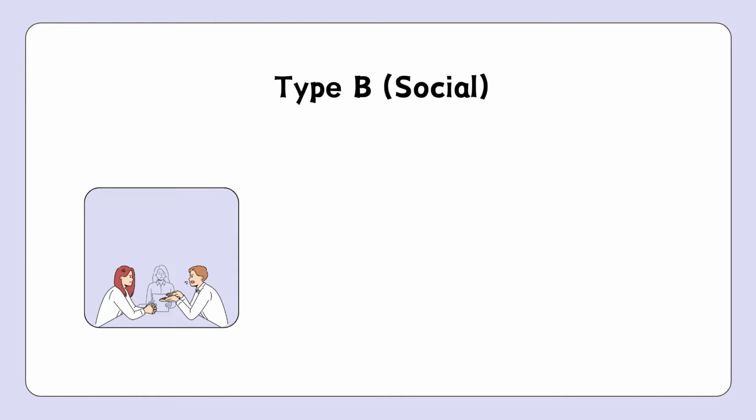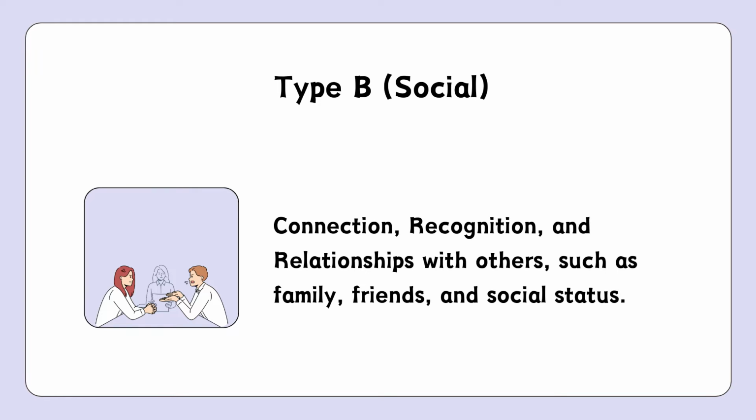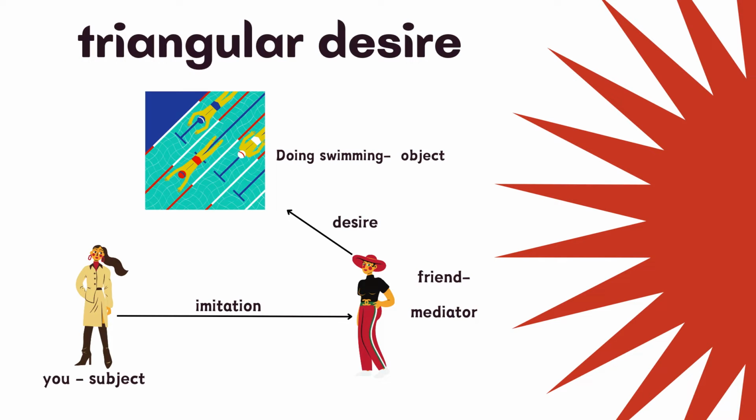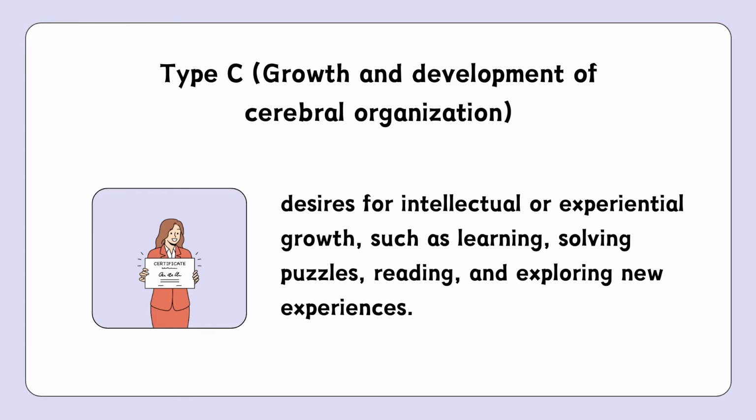Then there is type B, social motivations. These are the desires that come from our relationships with others. Family, friends, recognition, or even power fall into this category. Our social world has a huge impact on what we want, as we will see with mimetic desire later in the video. Lastly, we have type C motivations, which relate to personal growth and cerebral development.